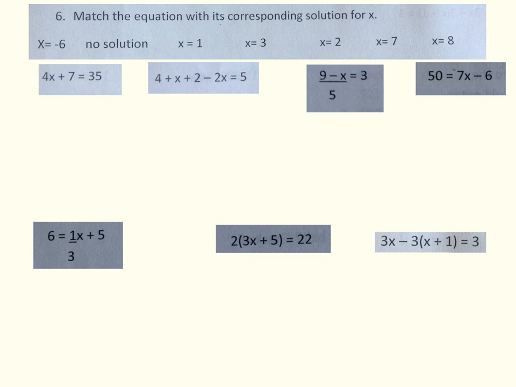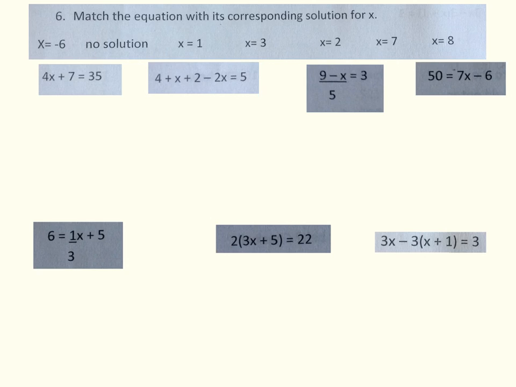Okay, in problem number 6, match the equation with its corresponding solution for X. Alright, we have 7 problems we're going to work. Some are going to take more than 1 step, some are going to take 2, maybe even 3 steps. Alright, so the first one we're going to do is this one right here. Notice it's 4x plus 7 equals 35.